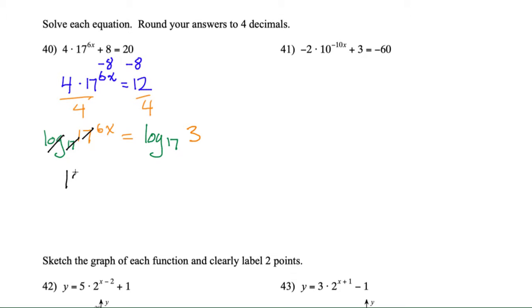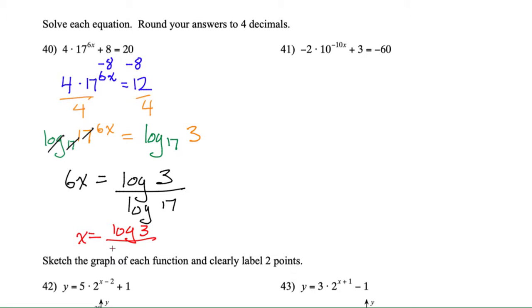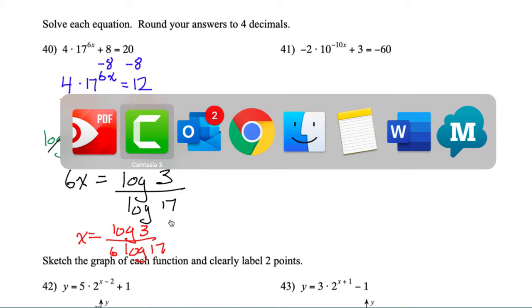I'm left with 6x is equal to log base 17 of 3, but I can use a change of base formula on this, and that's going to be log of 3 divided by log of 17. Okay, finally I need to divide both sides by 6, and my final answer is x is equal to log of 3 divided by 6 log of 17, and I need to calculate how many decimal places that is.